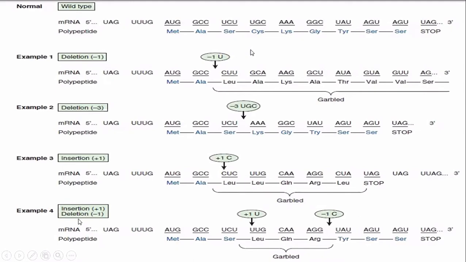Paano naman kung may insertion and deletion? Napagtripan ka ni God. So, dito, magdadagdag ka ng uracil, may babawasan ka ng cytosine. So, pwede itong makakode ng iba. This area lang ang garbled.